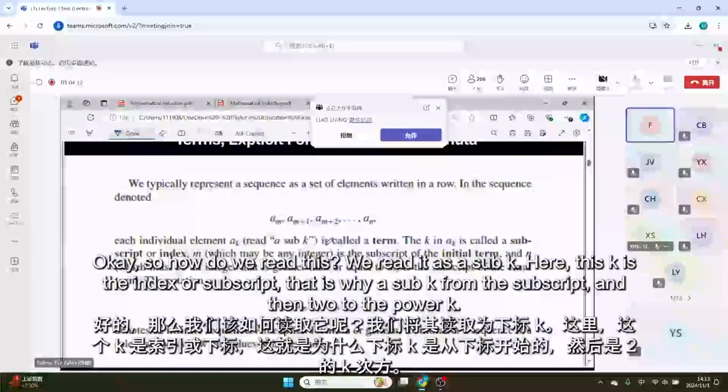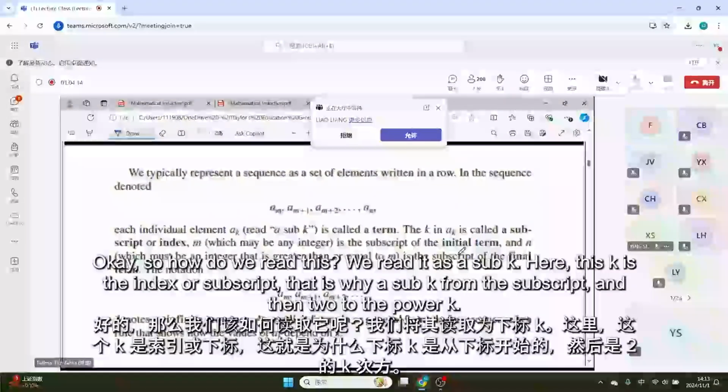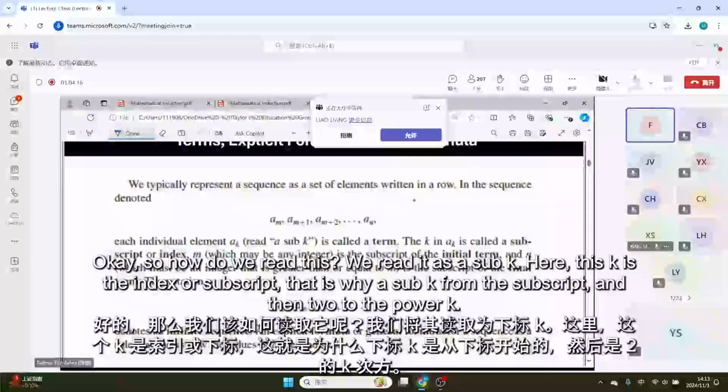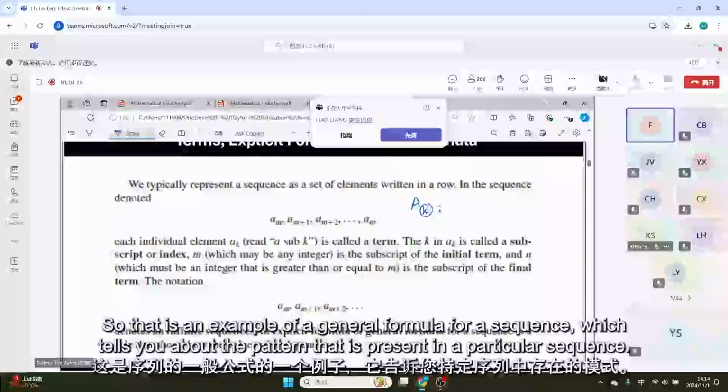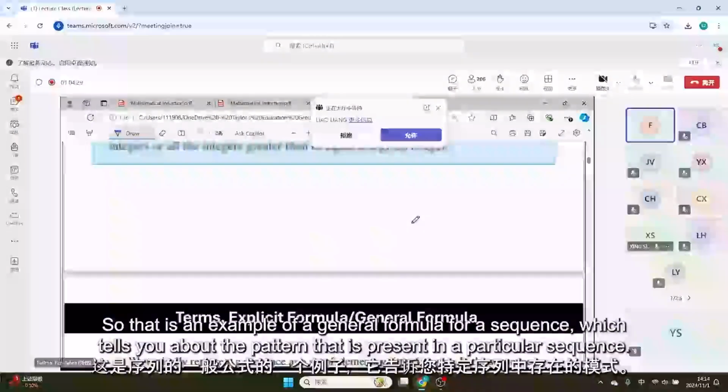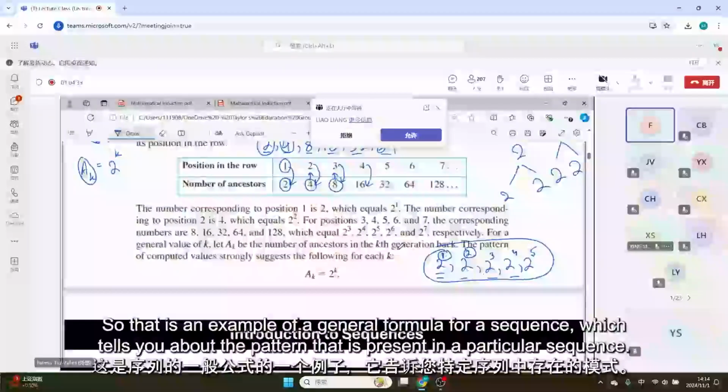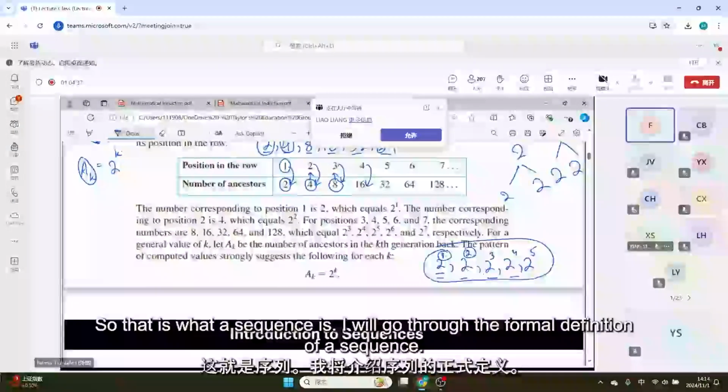So how do we read this? We read it as a sub k. Here this k is the index or subscript, that is why it is a sub k, from the subscript. And then 2 to the power k. So that is an example of a general formula for a sequence, which tells you about the pattern that is present in a particular sequence. That is what a sequence is.